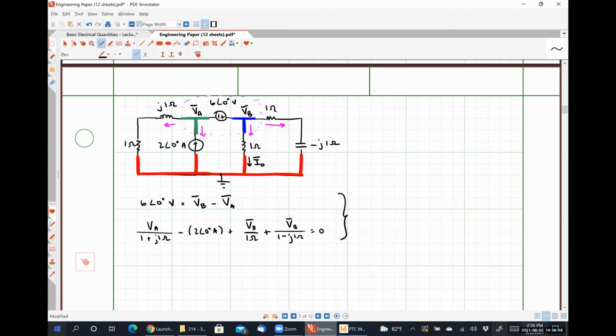So now I'll need to solve this for VA, VB. Before we do that, are there any questions regarding how I got those two equations, either my voltage relationship equation or my Kirchhoff's current law equation? How can we add up the 1 ohm and the J1 on the left-hand side and then say VA over that is the total current?